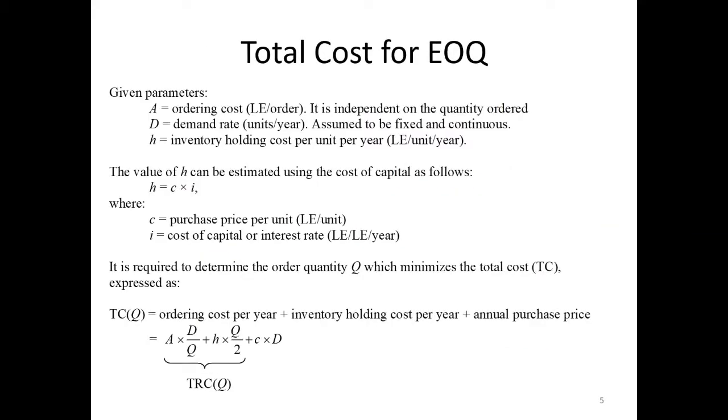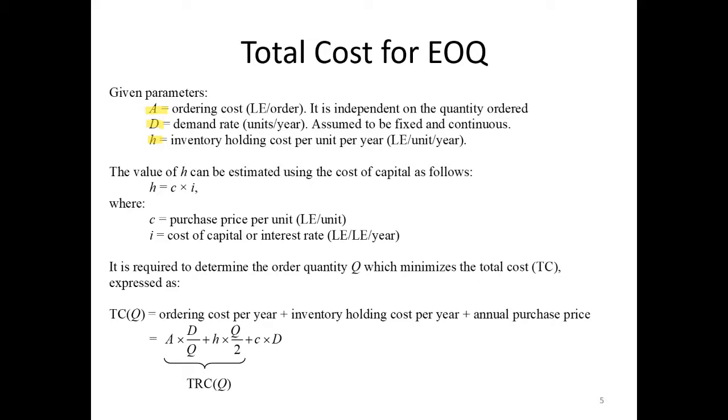Now, based on these assumptions, the analysis becomes very easy and straightforward. As you can see here, usually the given parameters include the ordering cost, which is a fixed cost that does not change with the ordered quantity, the demand rate, which is assumed to be fixed. H is the inventory holding cost per unit per year. And please be careful about the units that we are using in our calculations.